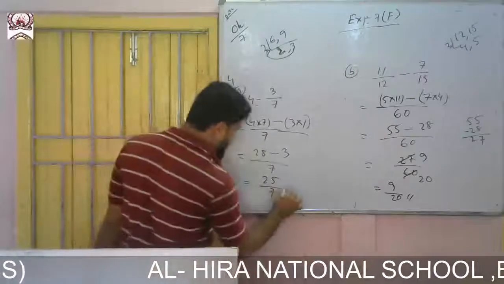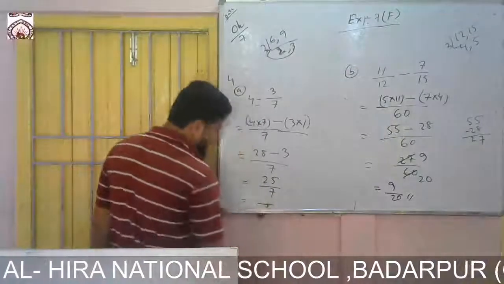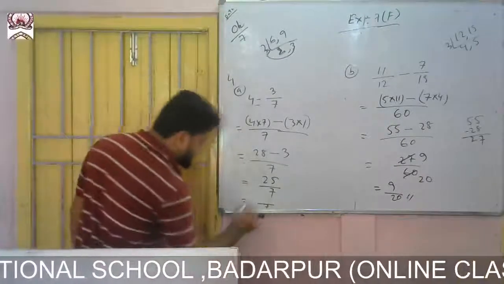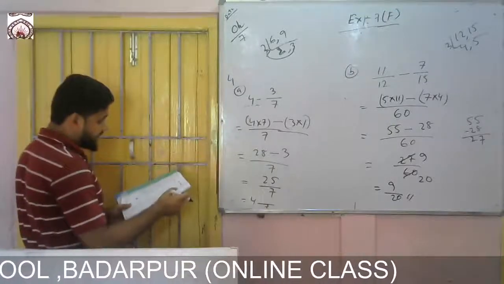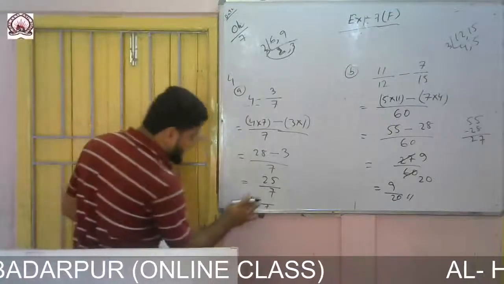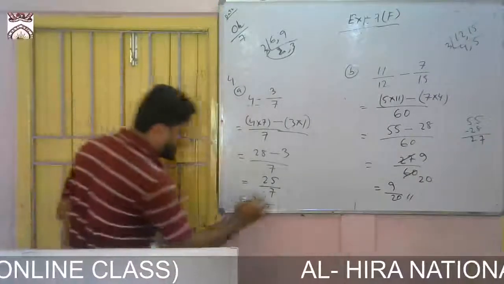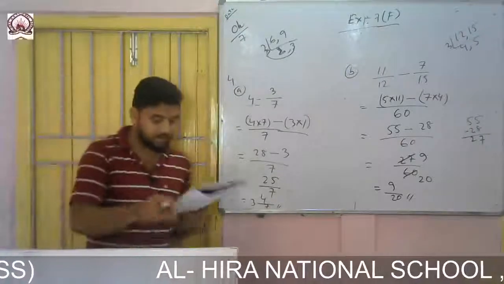Now you take it into a mixed fraction. So if you take it into mixed fraction, then 7 5s are 35, 7 4s are 28, sorry, 7 4s are 28. 7 3s are 21. 21 remain 4. So here it is 3 4 by 7.